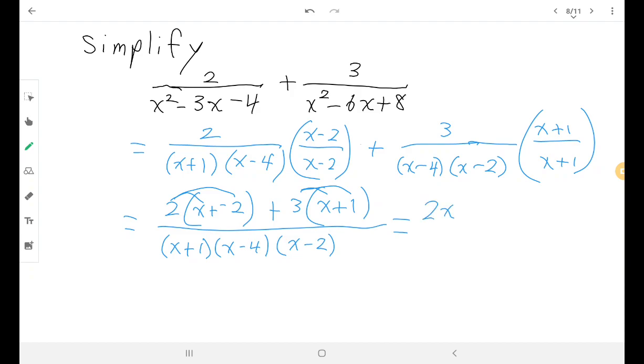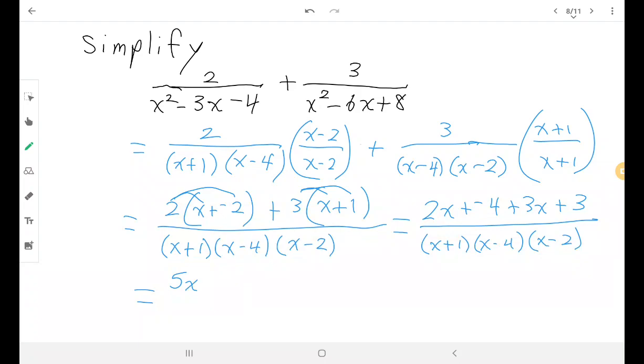That'll be 2 times x is 2x, plus 2 times negative 2 is negative 4, plus 3 times x is 3x, plus 3 times 1 is 3. All of that over my x plus 1 times x minus 4 times x minus 2. So that equals, let's put like terms together, 2x plus 3x is 5x, plus negative 4 plus 3 is negative 1, and all of that over my common denominator of x plus 1 times x minus 4 times x minus 2.